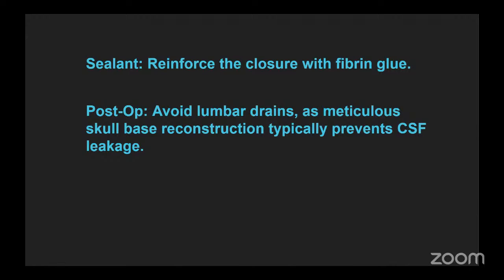So coming back to the steps, assuming that ACP was pneumatized, then we put the abdominal fat in it. We place the periosteal flap or the fascia lata, and then we reinforce it with the fibrin glue. And post-operatively, we are going to avoid lumbar drains because if the skull base reconstruction is good, CSF leak is not going to be a problem.